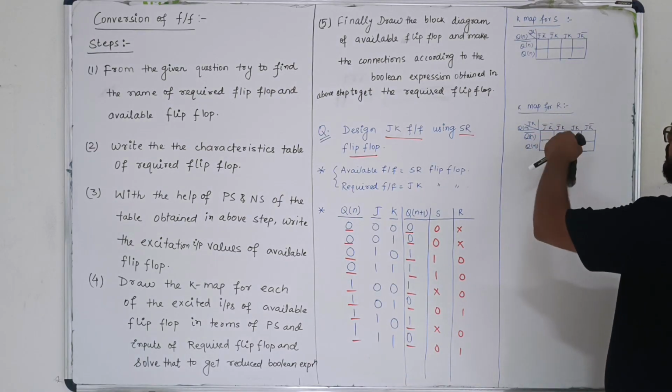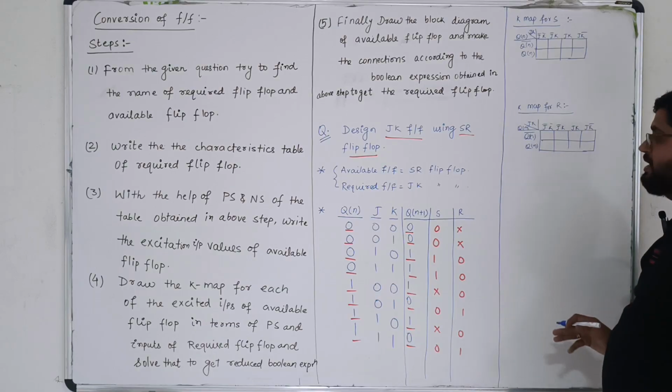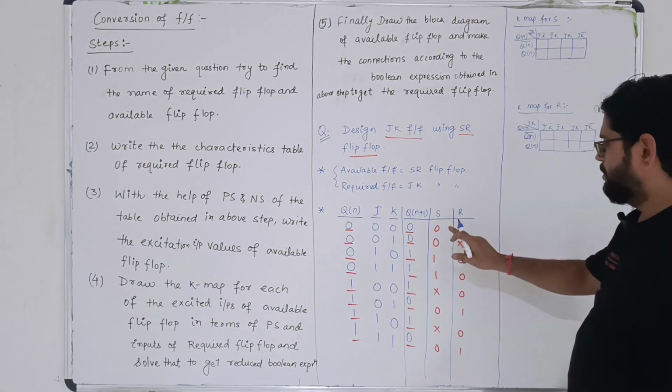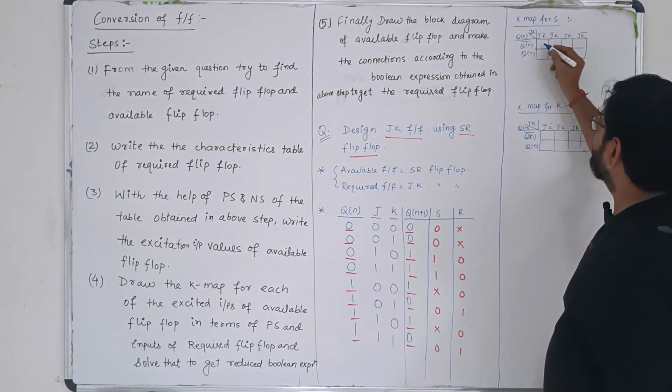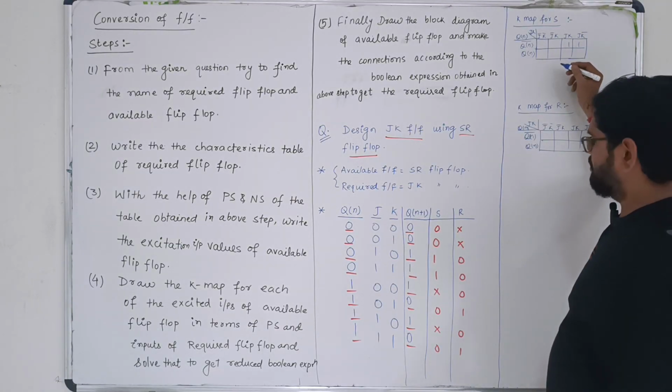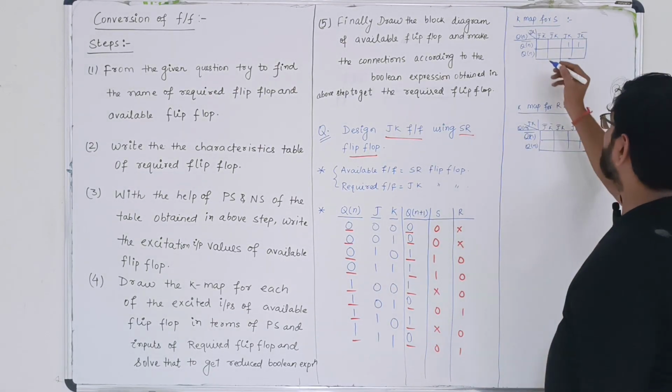Now after drawing the cells of the K-map, we'll put in the values. So 0, 0, 1, 1. So 0, 0, I am not writing 0 because it is not needed. 0, 0, 1, 1. Then cross, 0, cross, 0.